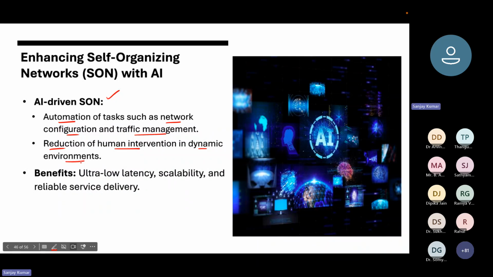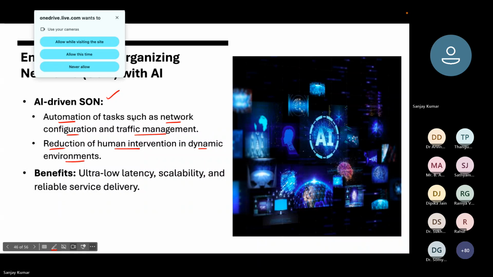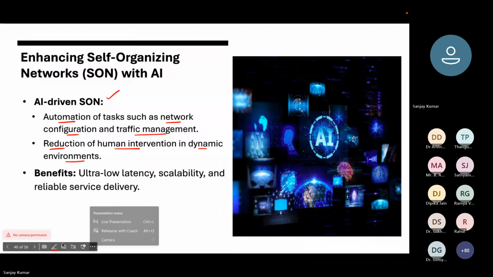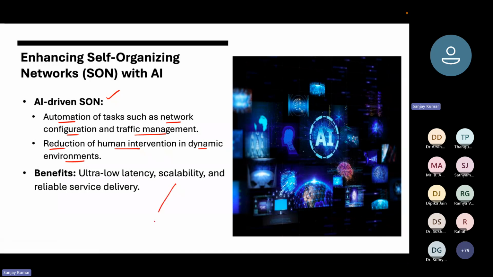Let's try to use an example, the things we were discussing earlier. I was talking about three service verticals: eMBB, URLLC, and MMTC, massive machine type communication.